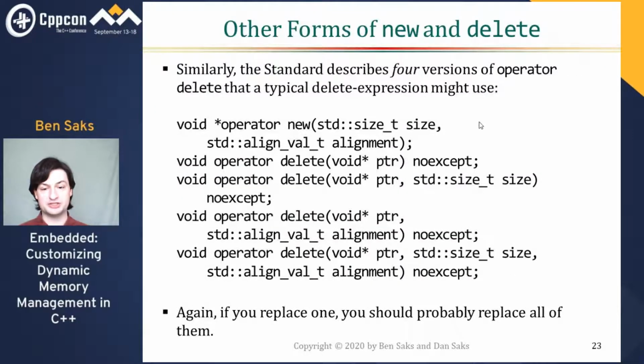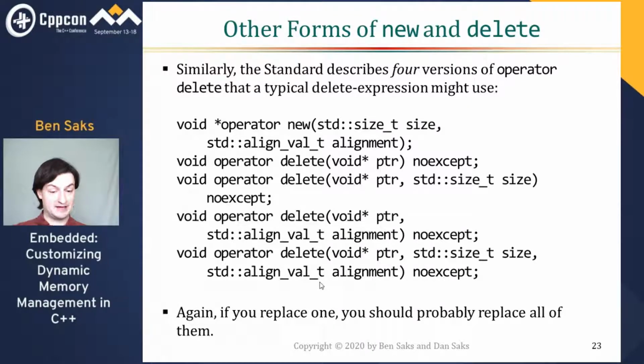There are actually 4 versions of operator delete that a typical delete expression might use. There's a delete that takes a pointer to void, a delete that takes a pointer to void and a size, a delete that takes a pointer to void and an alignment, and then one that takes pointer to void, size, and alignment. And again, depending on which tool chain you're using, a delete expression might invoke different ones of these functions, and you need to be prepared for that.